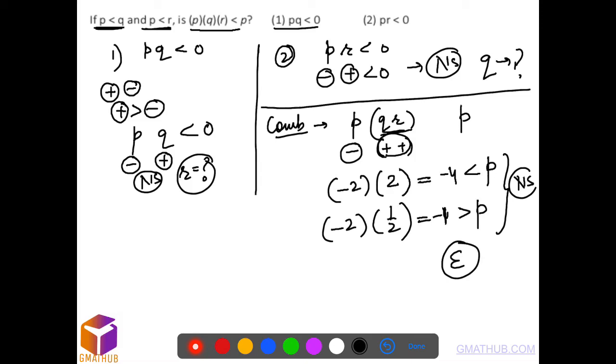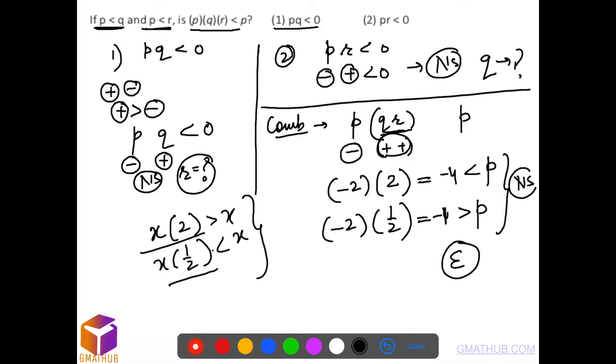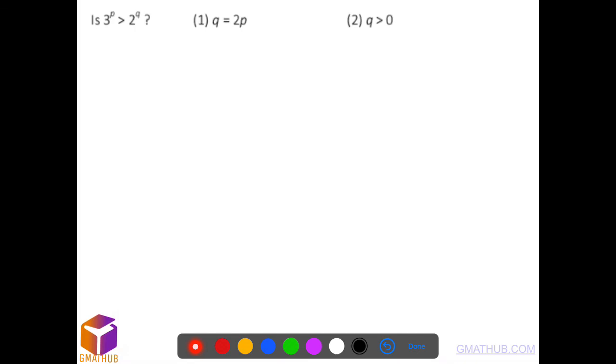Answer is E. The idea here is, if we take a value, let's say x multiplied with some positive value can be bigger than x also, smaller than x also, depending upon whether the value is a fraction or an integer. So this will be used in one more question also. Let's check here.